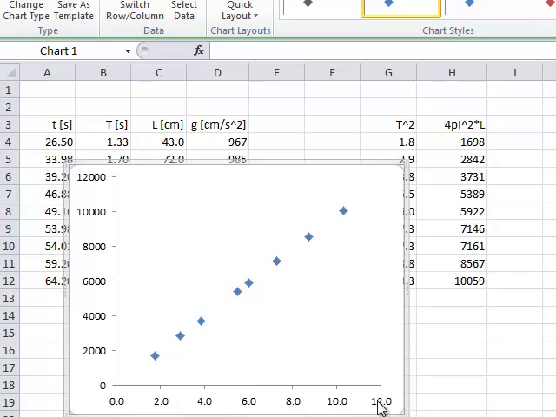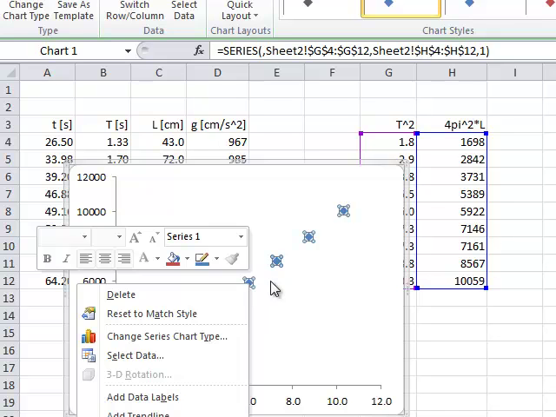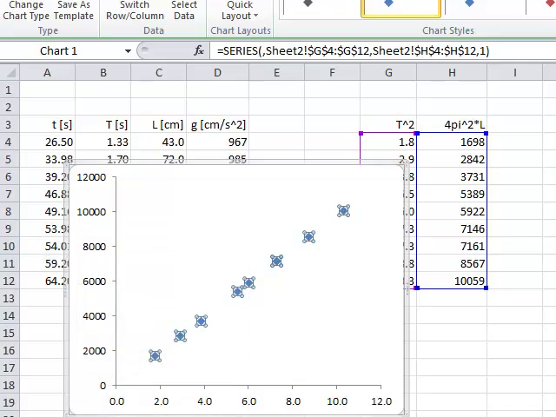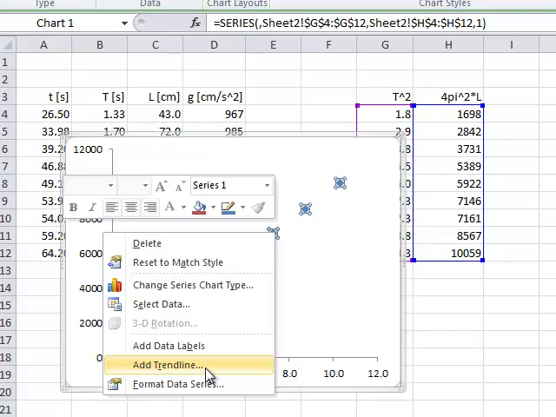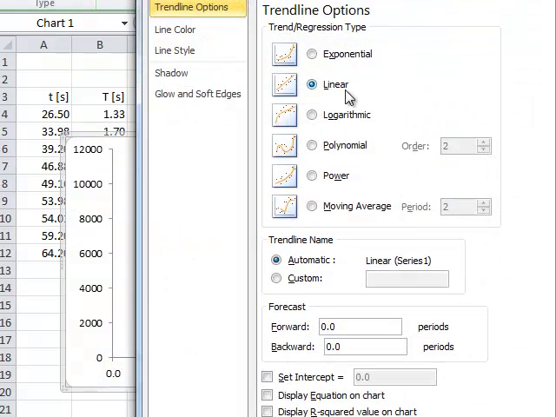plotted. And again, this axis here is t squared, this axis here is 4 pi squared times L. In themselves, they don't have much of a meaning, but they just give me the means of coming up with a slope here that will be g as shown in the algebra. I'm going to right click on these data, and down here it says add trend line. I'm going to do that again just to make sure that it's on the video. There it is, right click, add trend line.